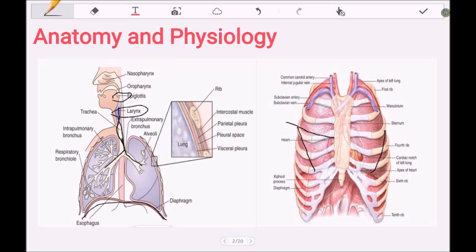Once we take a closer look into the layers of the lung, you can see that the lung has a few layers. There is the parietal pleura, which is the one that is close to the intercostal muscles, as you can see over here. There is a pleural space, which is filled with pleural fluid to allow the lungs to slide against each other when you inhale and exhale, so that it decreases friction. And the visceral pleura is the actual layer that is close to the lung tissue itself.